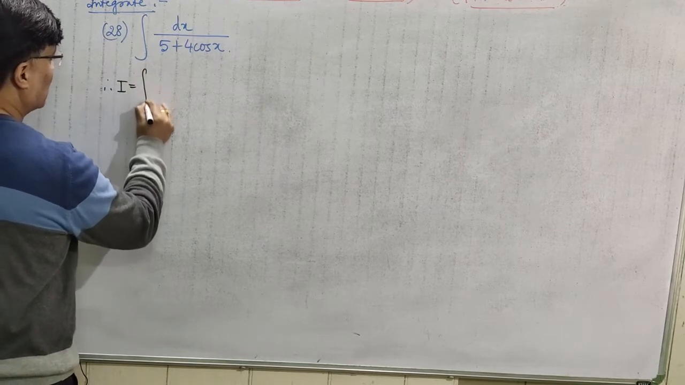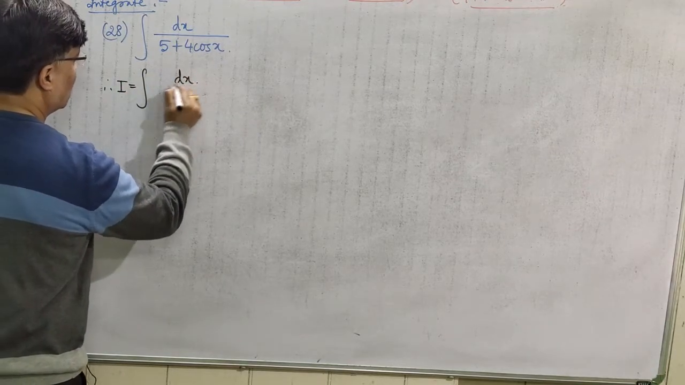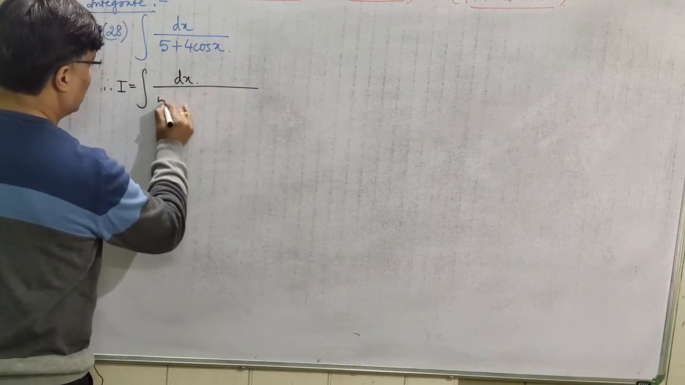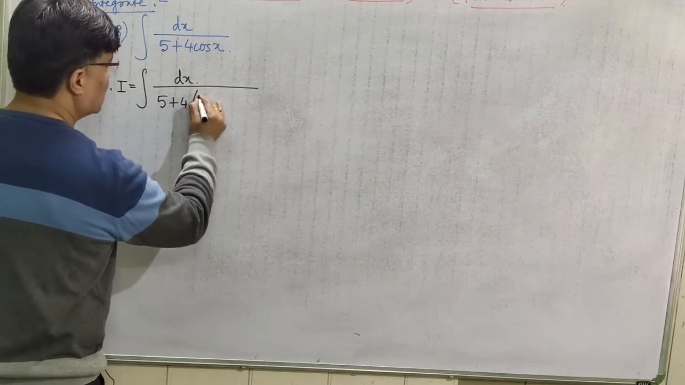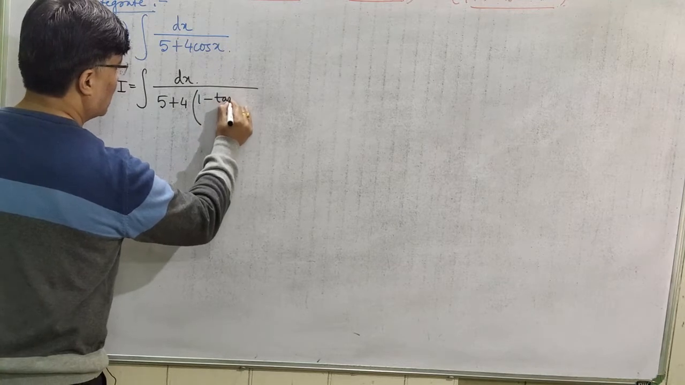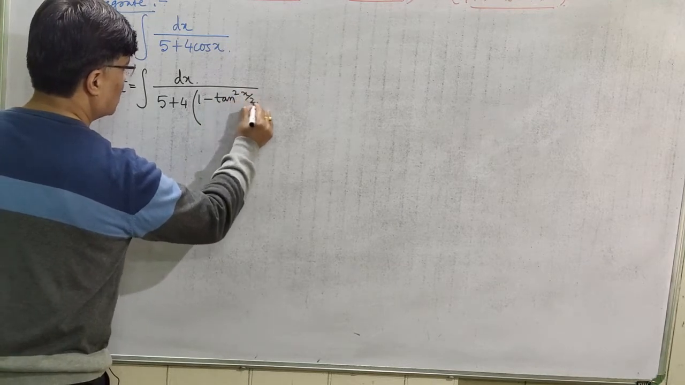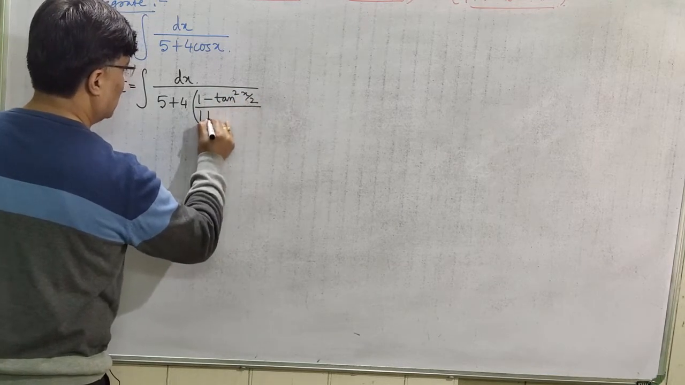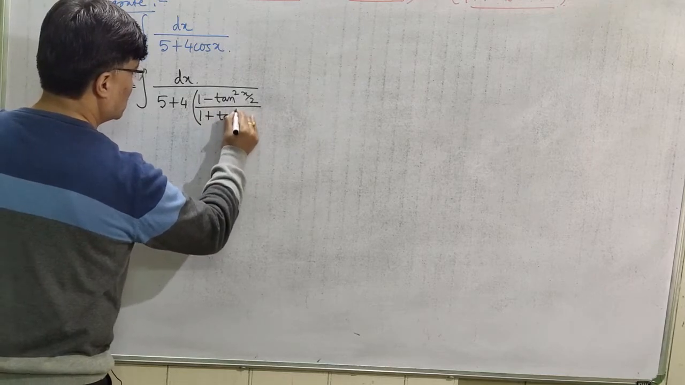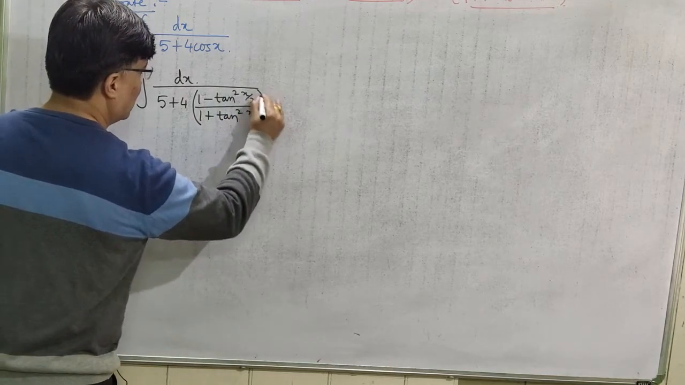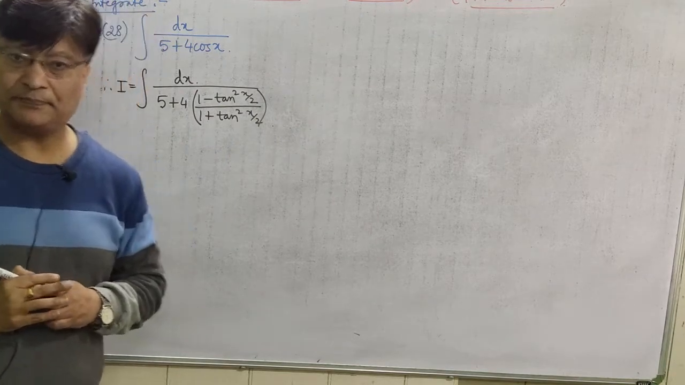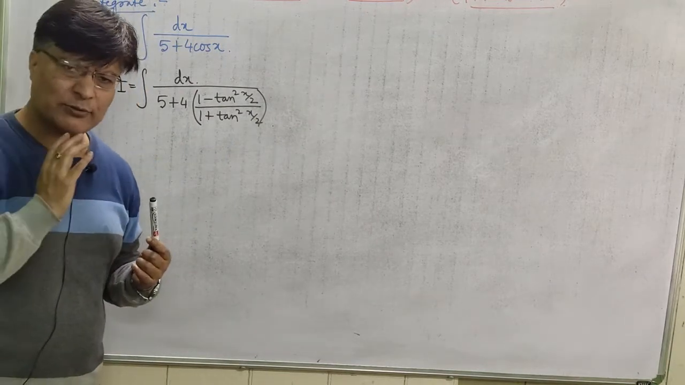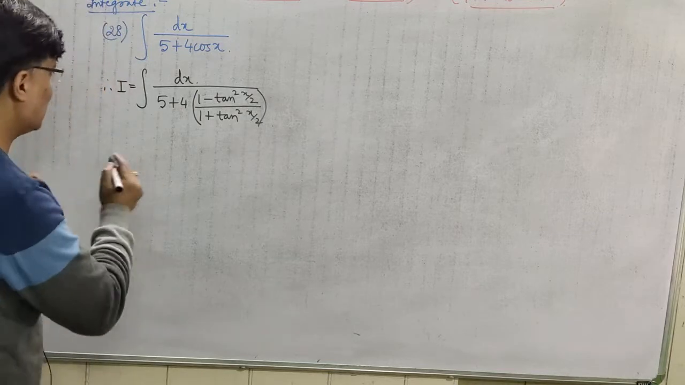So I is equal to the integration of dx divided by 5 plus 4 into, what is the formula for cos x? 1 minus tan square x by 2 divided by 1 plus tan square x by 2. So I think you have understood it. Now you just have to simplify this denominator.